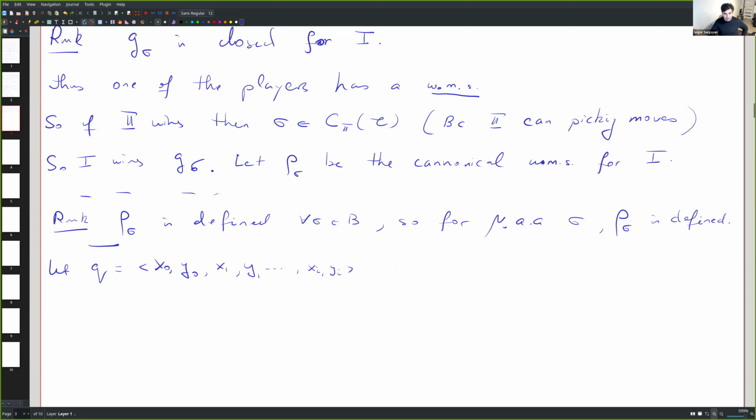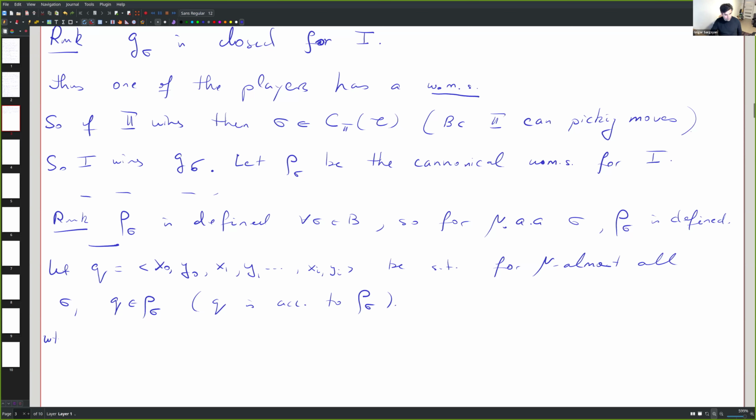Such that, for mu almost all sigma, Q is in P sigma, rho sigma, right? Q is according to rho sigma. Okay, so let's just take a position which is generic, so it's according to almost all strategies. And now let's see if we can identify a move that is according to almost all strategies, right?